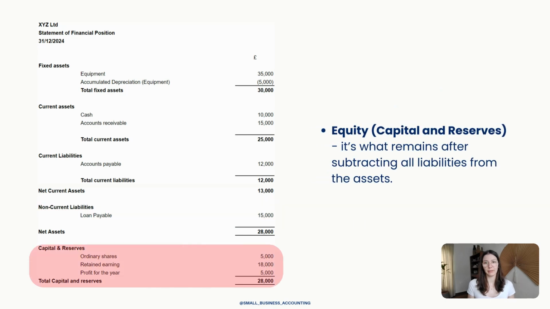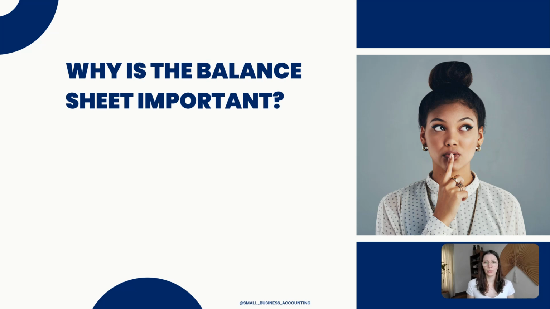And lastly, we have equity, which is also known as capital and reserves. And basically, this is what remains after subtracting all liabilities from assets and would include, for example, ordinary shares, preference shares, and retained earnings. So, why is the balance sheet important?